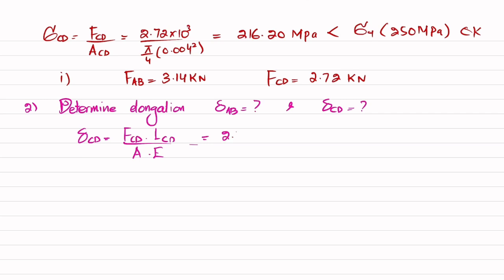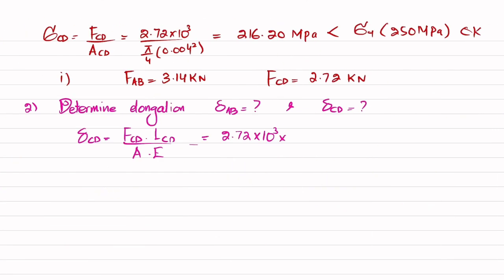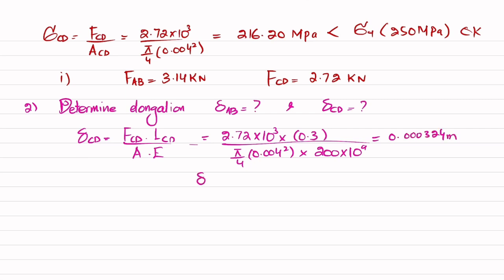So FCD is 2.72 into 10 raised to the power 3 multiplied by length of each wire, which is given as 300 millimeter. So I will multiply it with 0.3 meter divided by area, which is pi by 4 into 0.004 square, multiplied by E, which is 200 gigapascal. You can check the property, 200 into 10 raised to the power 9. When you solve this, it will give you 0.0000324 meter. Or you can say change in length of wire CD will be equal to 0.324 millimeter.